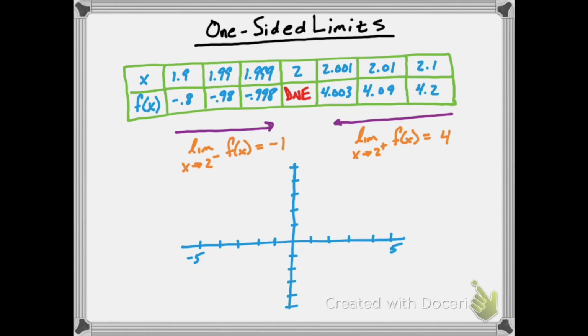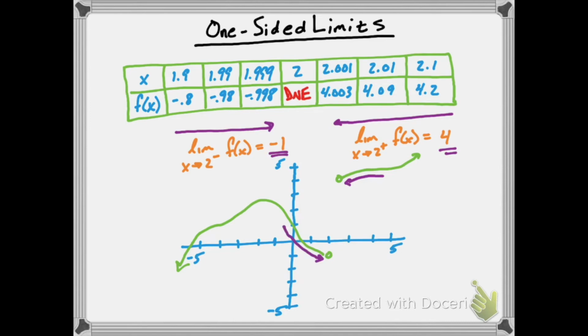From the right side, as x approaches 2, our y values have to approach 4, and from the left side, as x approaches 2, our y values have to approach negative 1. The purple arrow shows that the limit as x approaches 2 from the right of f of x is equal to 4, and this following arrow illustrates that the limit as x approaches 2 from the left has to be negative 1.